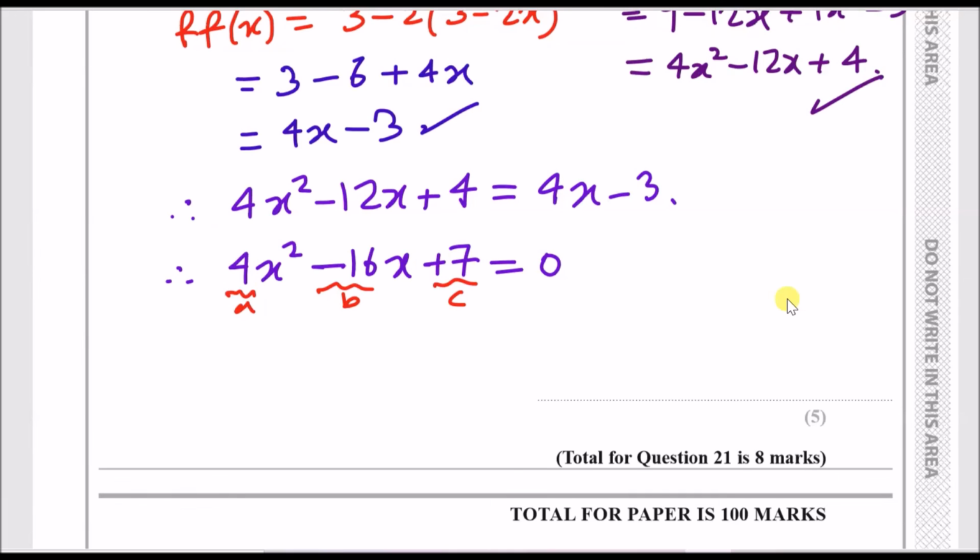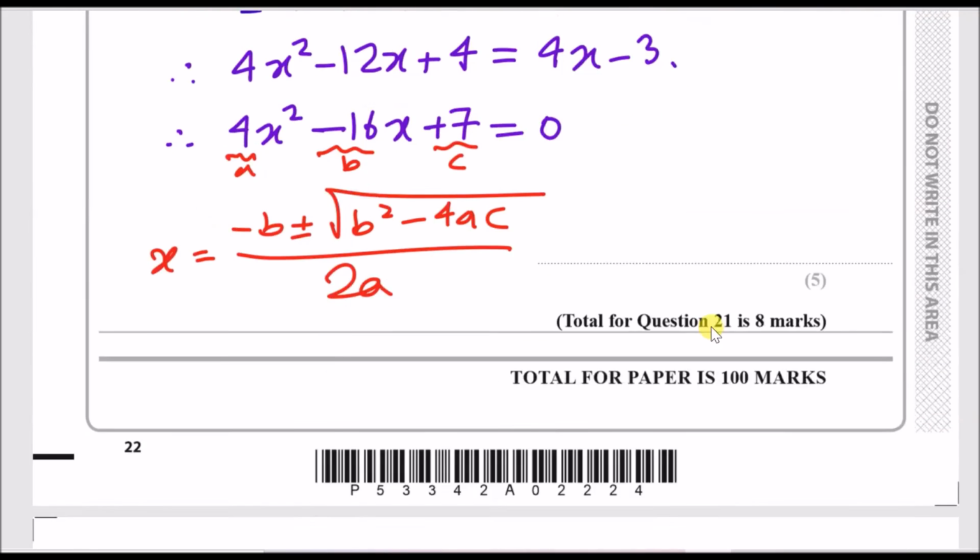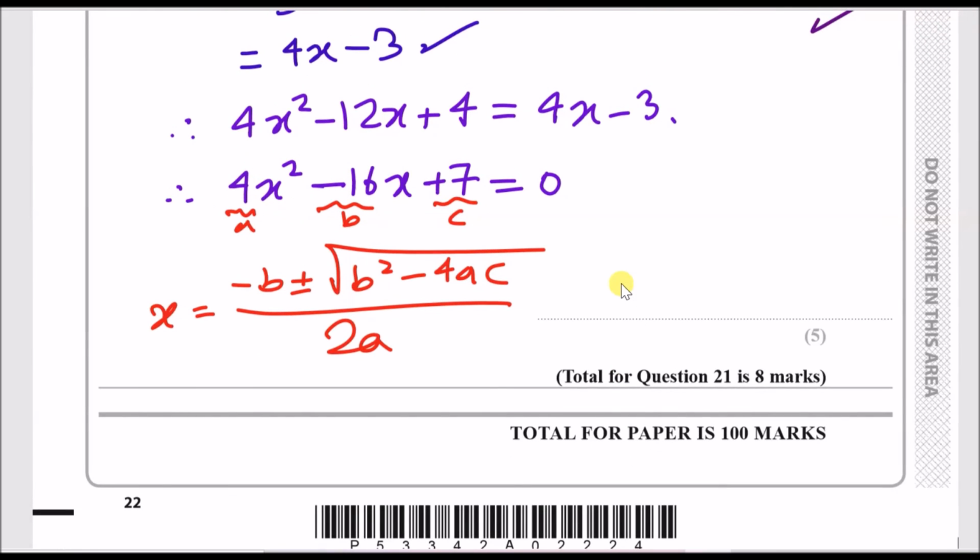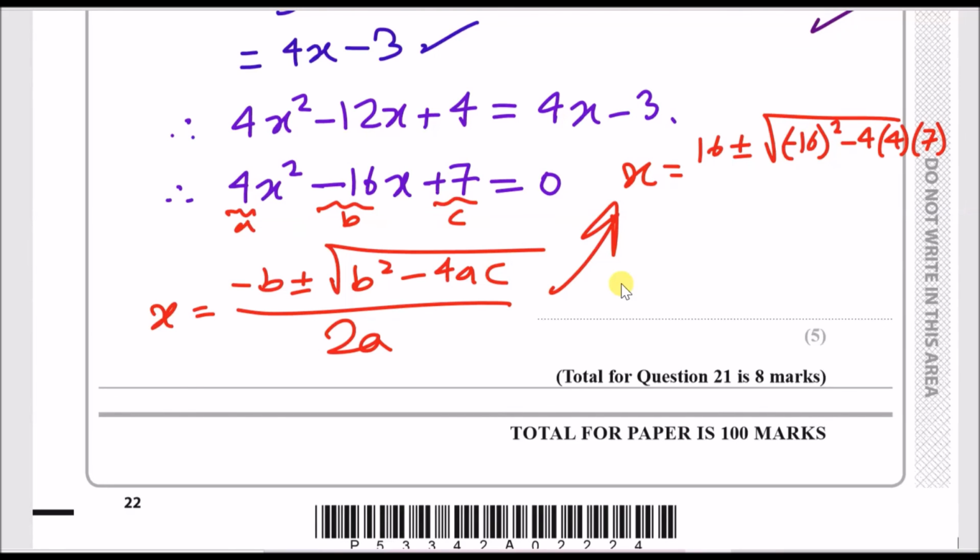The quadratic formula, guys, is always x equals minus b plus or minus the square root of b squared minus 4ac, all over 2a. Putting all of this in, x is going to equal minus b, so plus 16, plus or minus the square root of minus 16 squared minus 4 times a times c. So 4, 4, 7. Again, wrap them in a bracket, all over 2 times 4, which is 8.